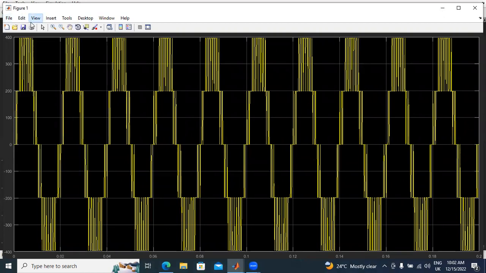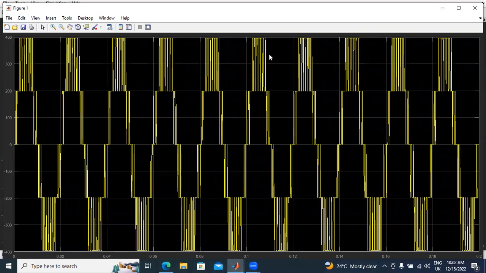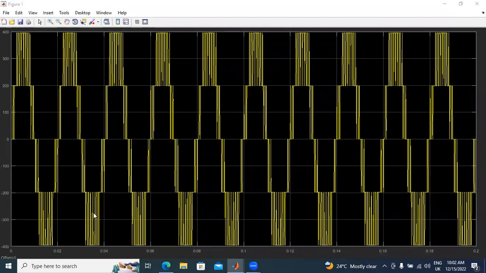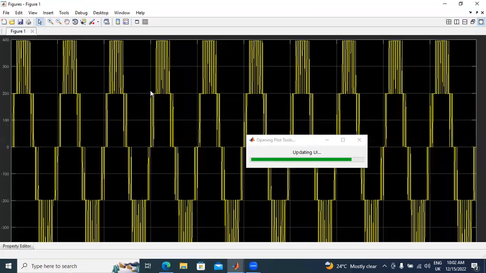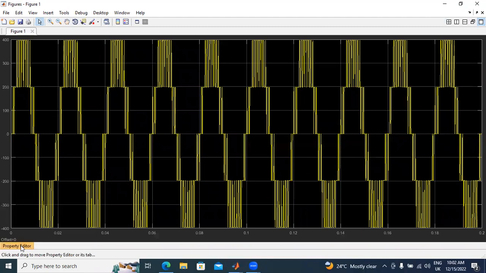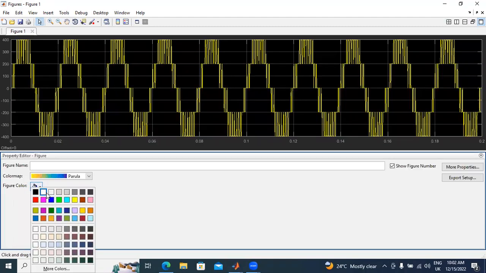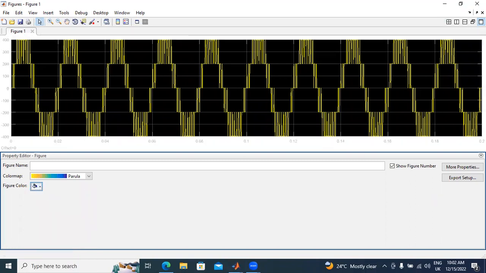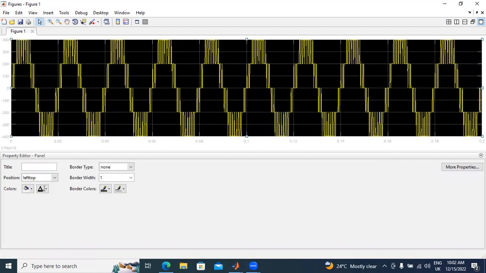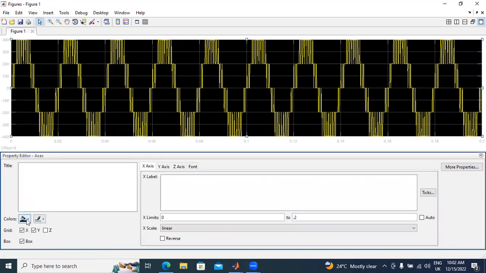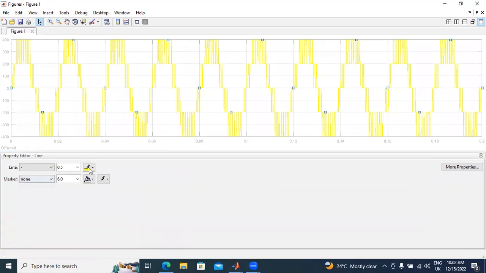Here edit option is there. In edit option, go to figure properties. In figure properties, click here property edit option. In property edit option, click here white color. Okay. Next here also change this color white. Now I will change output waveform color.